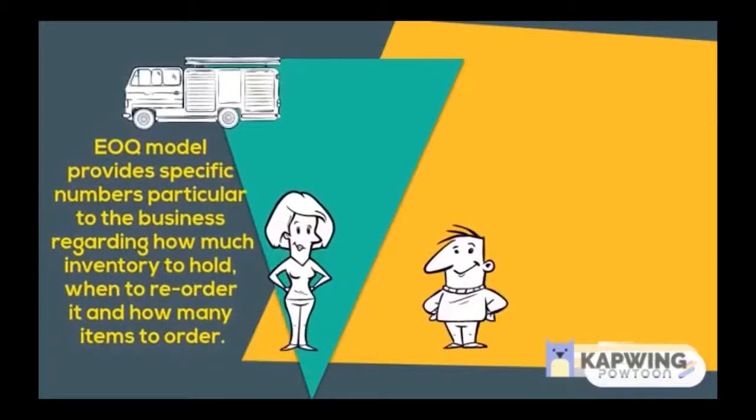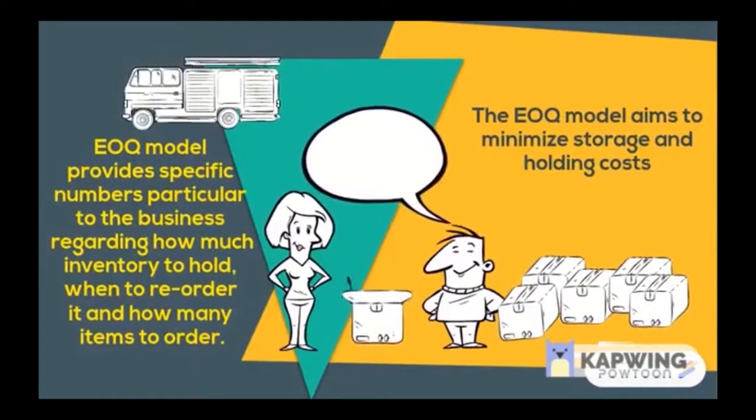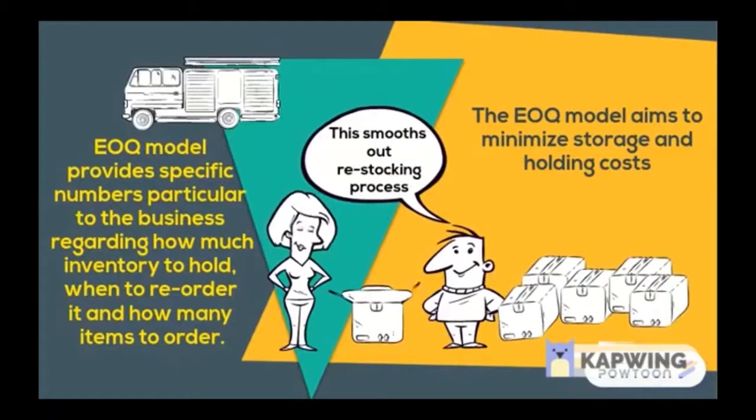Basically, the EOQ model aims to minimize storage and holding costs. It also provides specific numbers particular to the business regarding how much inventory to hold, when to reorder it, and how many items to order.